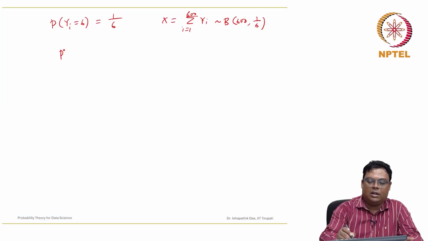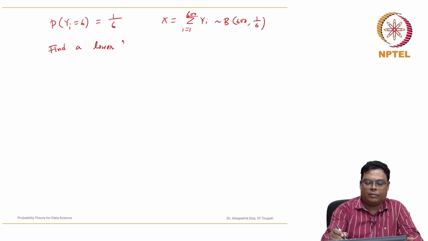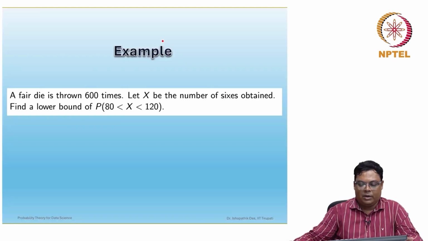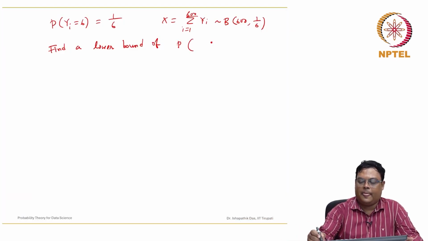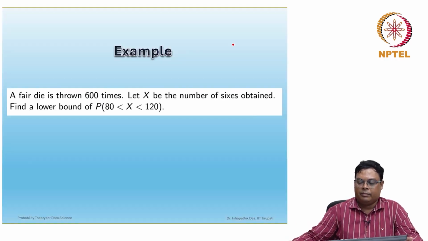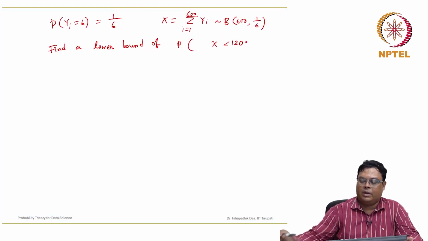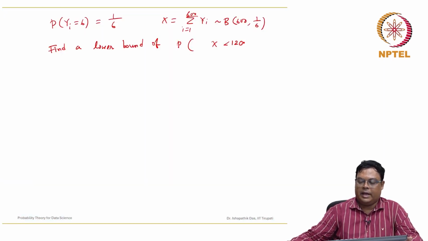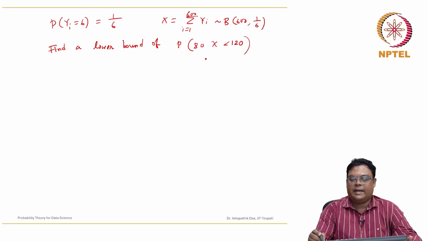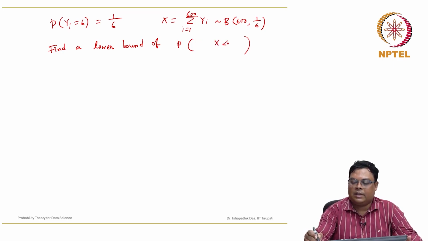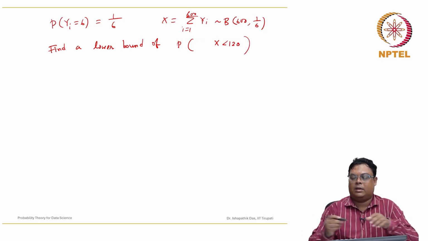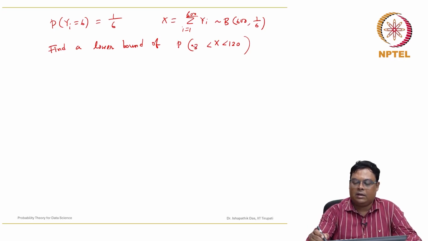So let us write down: find a lower bound of the probability that x is less than 120 and greater than 80. So x is less than 120 and greater than 80.